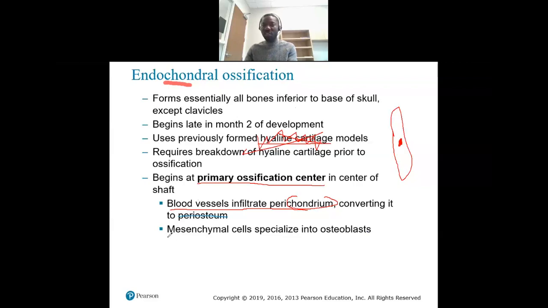Then the next thing is that mesenchymal cells are now going to specialize into osteoblasts. All right. So for cartilage to be formed as well, mesenchymal cells are also the precursor. So the mesenchymal cell is the one that forms cartilage as well. So now, instead of the mesenchymal cells being converted to chondroblasts, which are the building cells of the cartilage, they will be converted to osteoblasts.